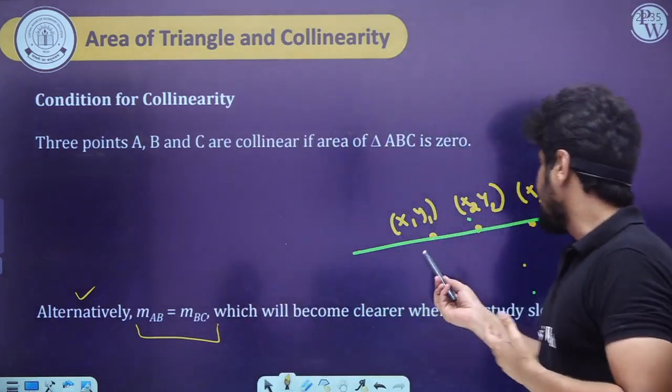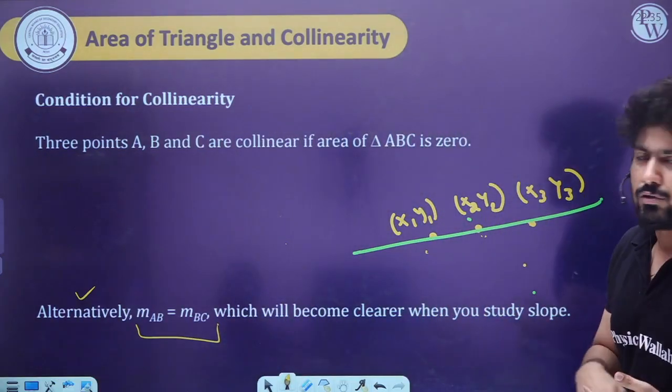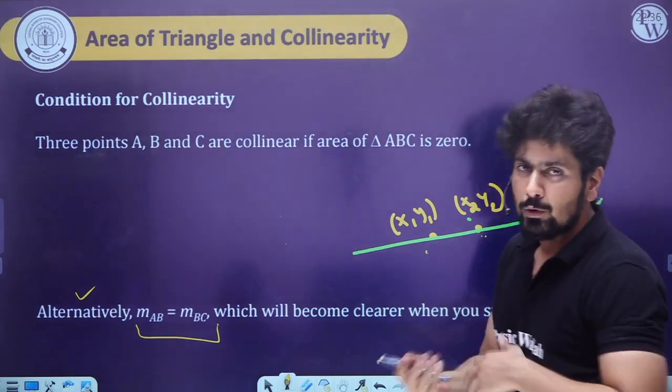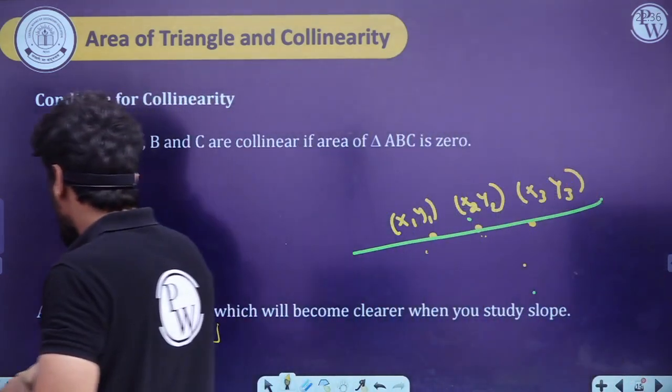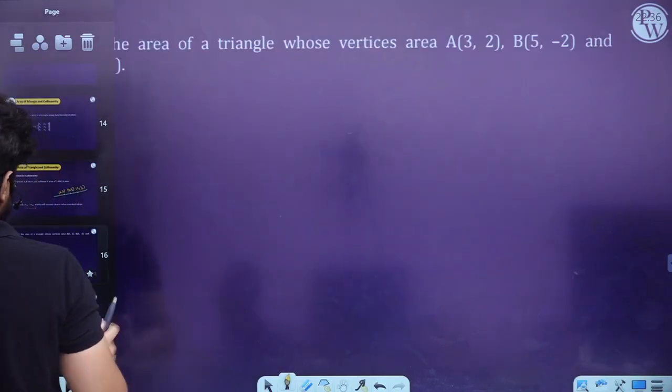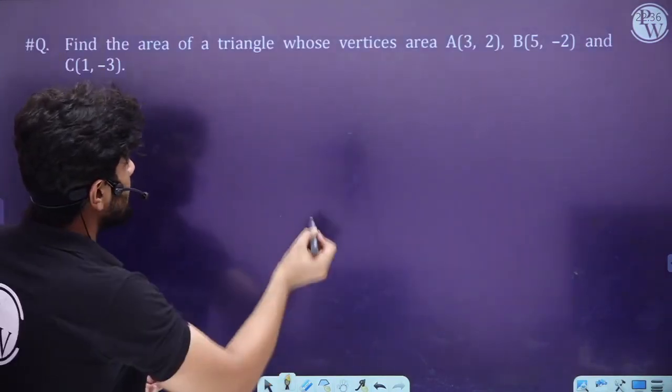Okay, if the slope of AB and the slope of BC is the same, then we can say that yes, these three points are collinear. But first of all, let's practice on this method. So, very basic question: find the area of the triangle whose vertices are these.